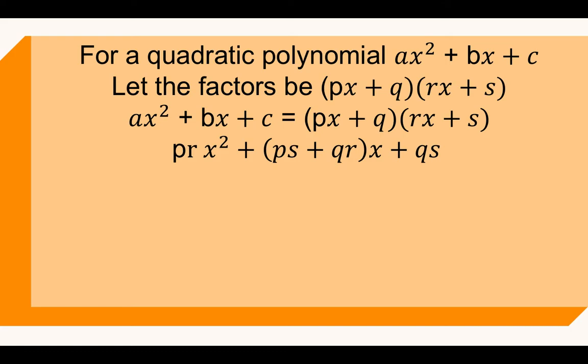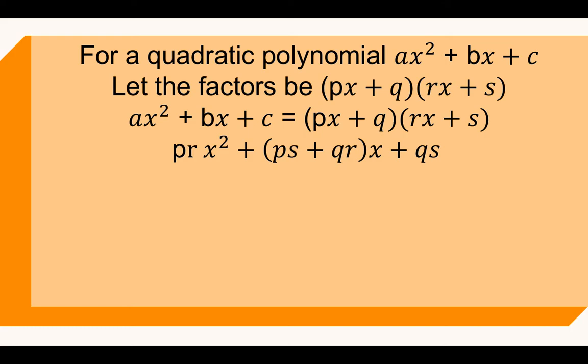This is simply multiplying. I have opened up the brackets and multiplied each term of the first bracket with each term of the second bracket. Then I have taken x common in the middle terms and written it in this form. Now I compare the right hand side with the left hand side. My left hand side was ax square plus bx plus c.